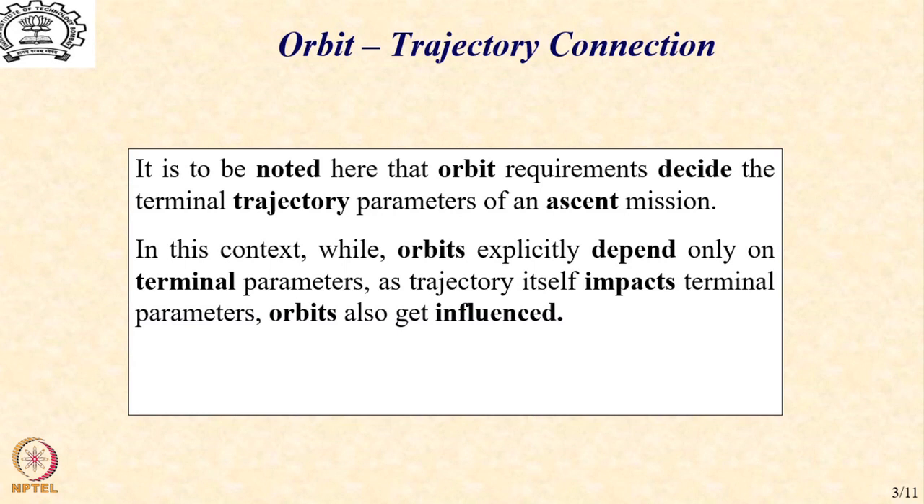Of course, we need to understand that orbits explicitly depend only on the terminal parameters. So they really have no connection with the remaining part of the trajectory as long as the terminal parameters are as per requirement. However, because the terminal parameters are strongly and closely related to the trajectory itself, the overall trajectory also is influenced by the orbital mission. So, generally, there is a close coupling between the orbital mission and the trajectory that a launch vehicle will take during its ascent mission. You will find this connection in almost all the launch vehicles of the world.